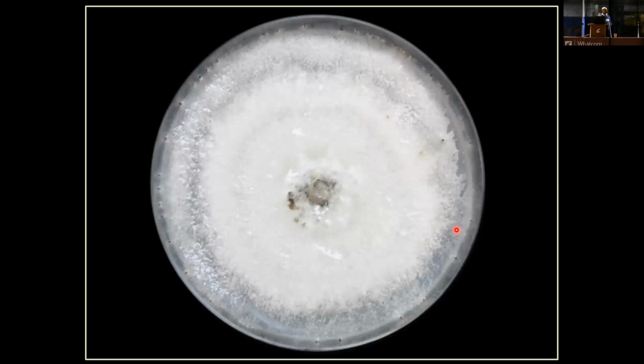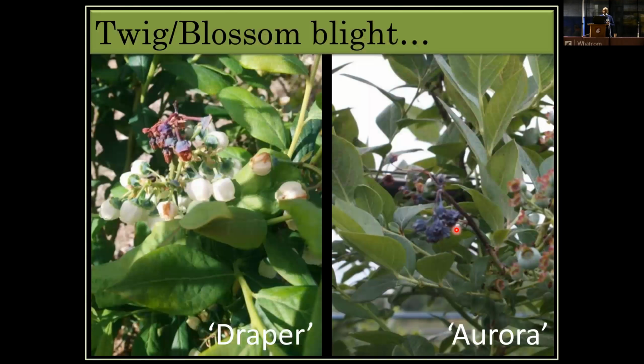These are very specific to Vaccinium species, which is cranberries and blueberries. When you look at the symptoms, this is a cluster of two different varieties. This is Draper here, and this is the blossom blight, which comes early in the season, where you see some blighted clusters, followed by the infection. You can see that the fruit become prematurely colored, and they also drop as soon as the pathogen colonizes.